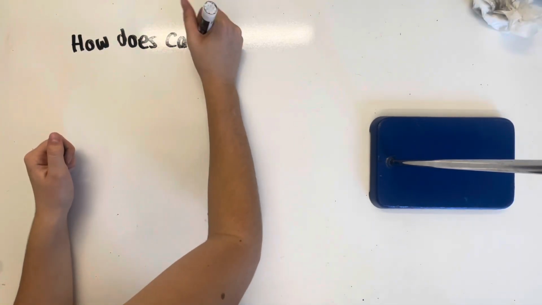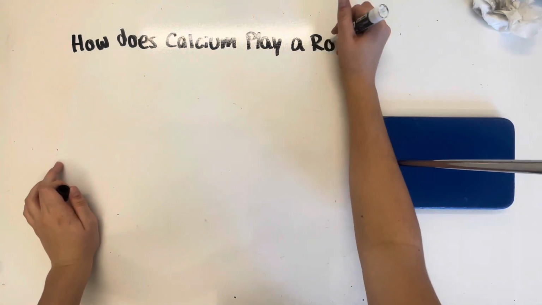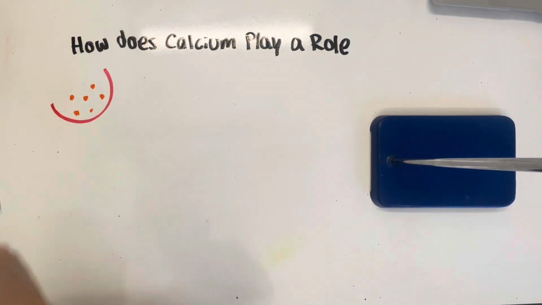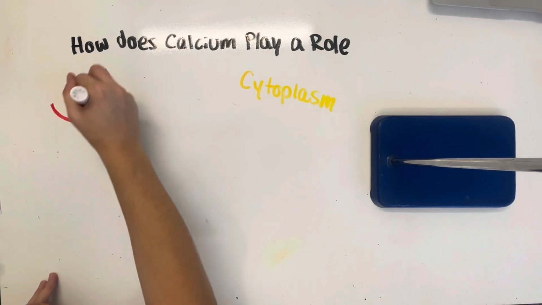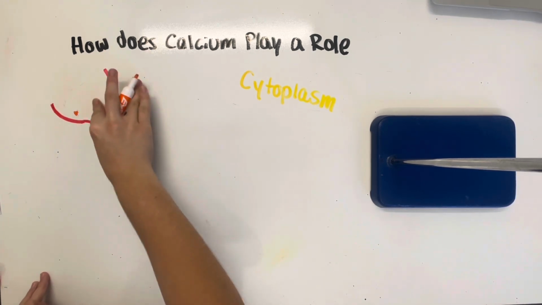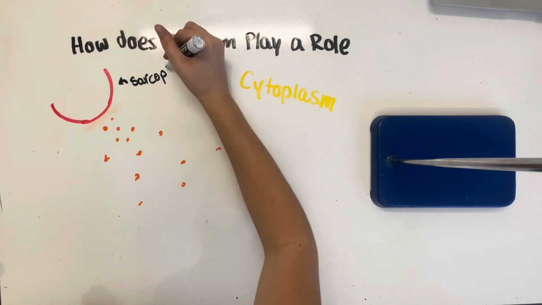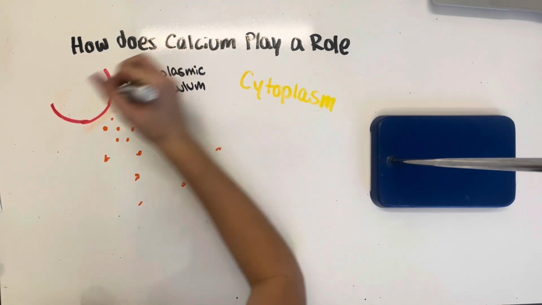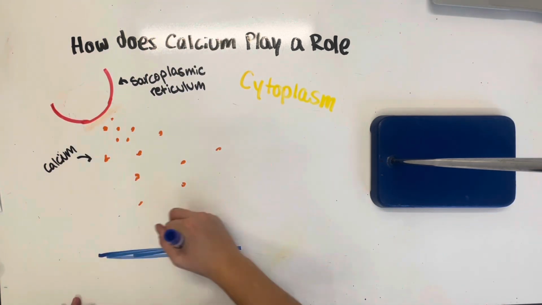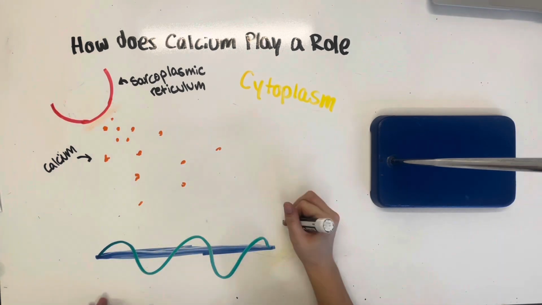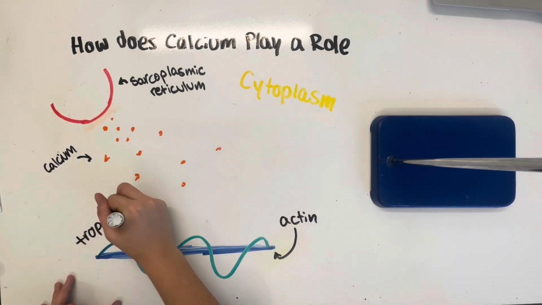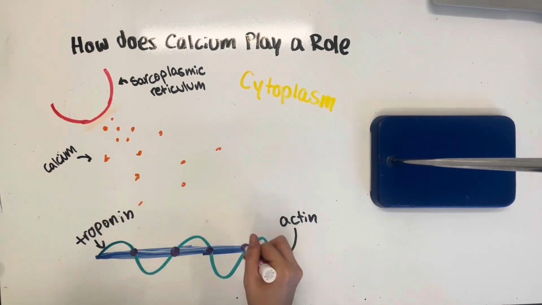Our next question is, how does calcium play a role in muscle contraction? When prompted by a neural impulse, the sarcoplasmic reticulum of muscle cells releases calcium ions, Ca2+, into the cytoplasm of the muscle fiber. Then what? Well, our calcium finds our thin filament protein actin and binds with the troponin.